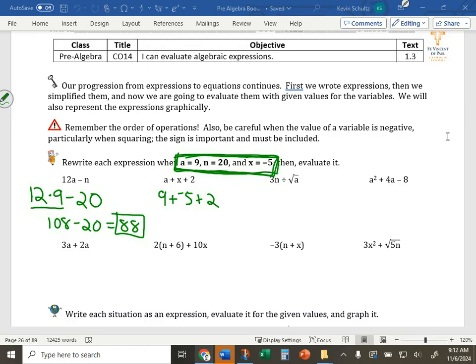What does it mean to add a negative? 9 plus negative 5. What does it mean to add a negative? What is that the same as doing? You have a chart in PO8 that we filled out where it was like, when you add a positive, this is what it means. When you add a negative, this is what it means. When you subtract a negative, this is what it means.